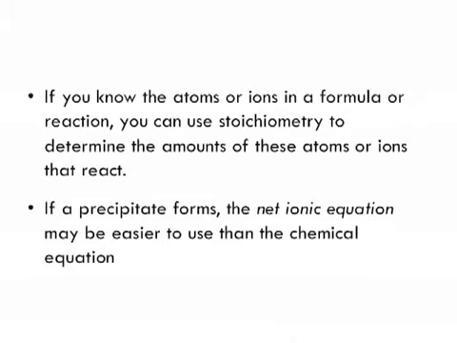If a precipitate forms, there's the net ionic equation. We talked about the net ionic equation last class, right, where we dissociate the ions and then cross them out, and the ones we're left with that form the precipitate are what the net ionic equation is. That's the equation you're better off using if that's the only part you're actually going to use.